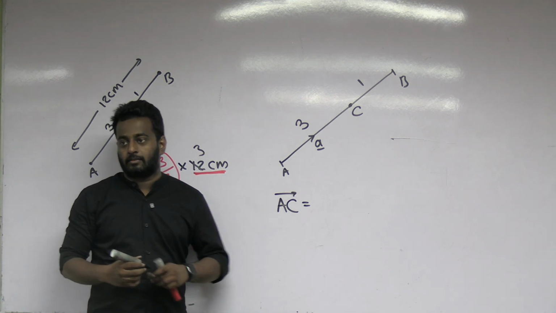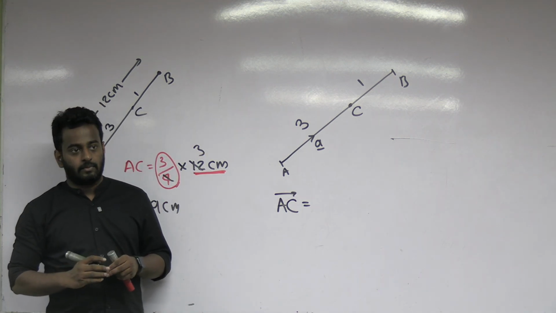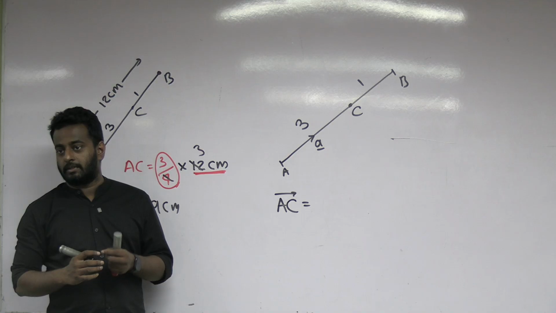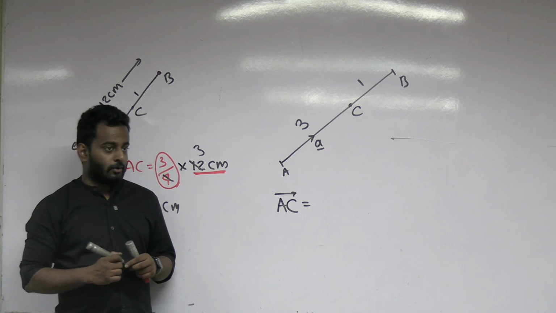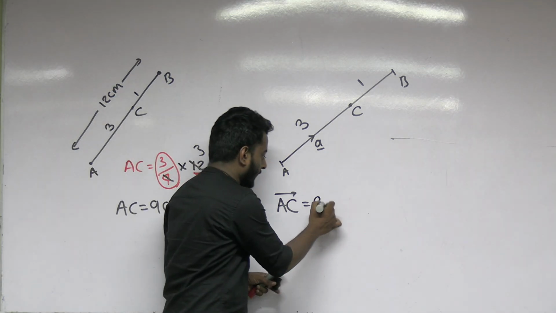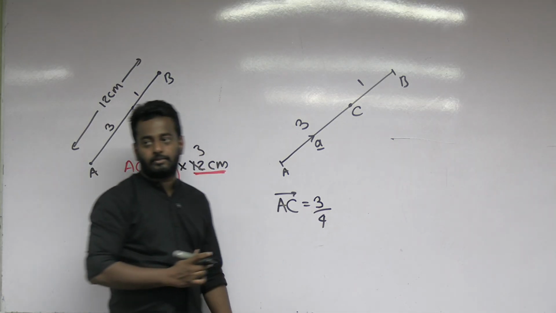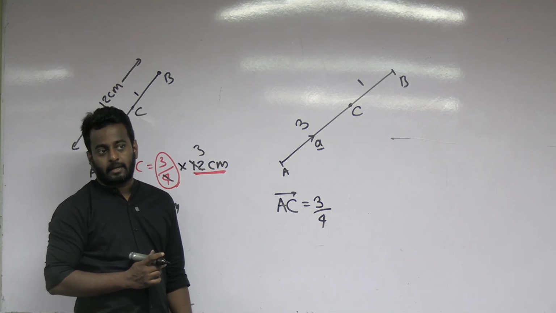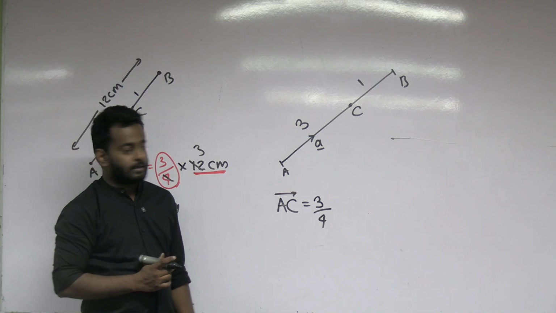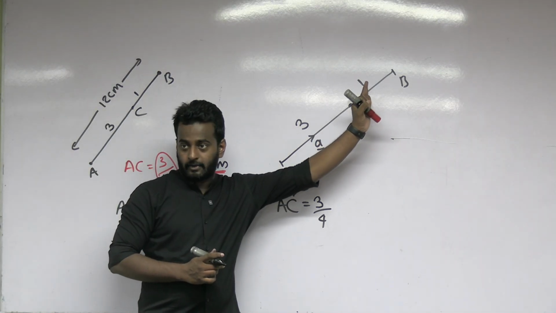So what is the vector AC? Initially, what should be the ratio of AC? It is 3 over 4, right? And what must be the complete vector that represents AC? The complete vector is AB.